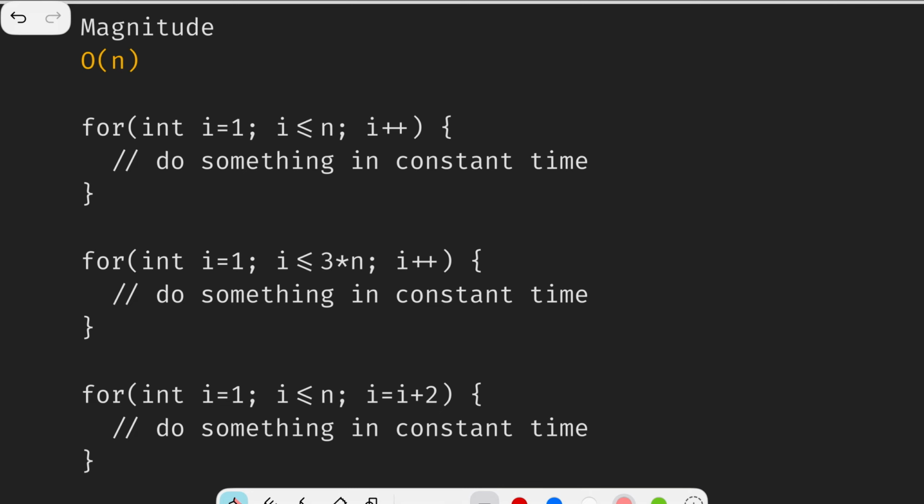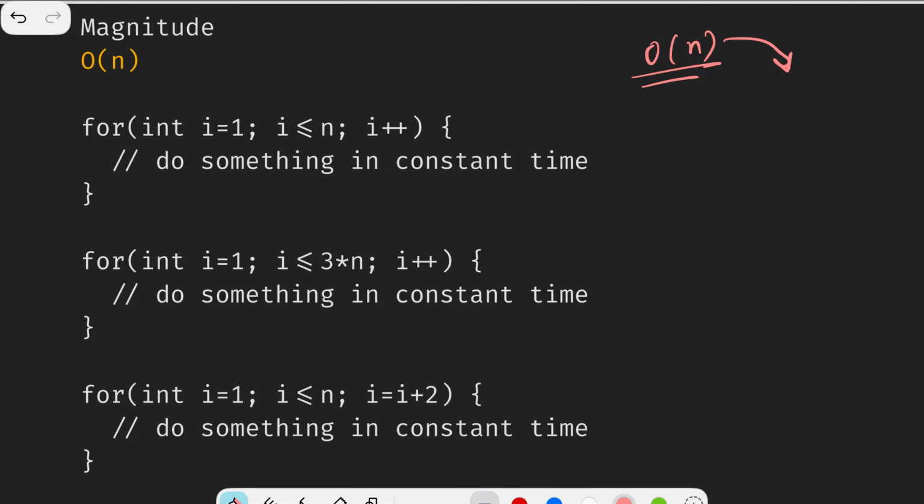Next thing is about the magnitude. See, the time complexity notation that we have, O of n, represents or estimates the total time our code is going to take in terms of the input size. But it hides all the constant factors. What do I mean by that?